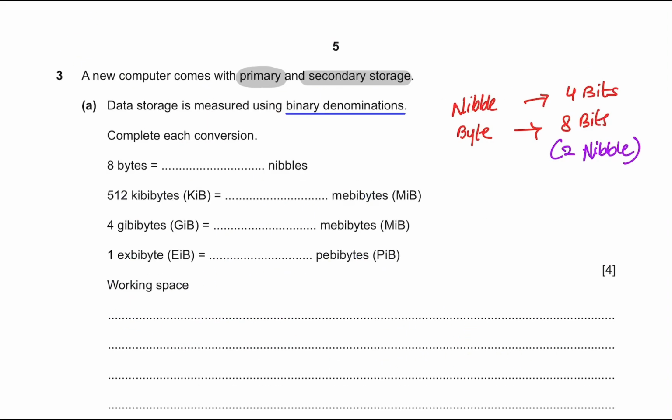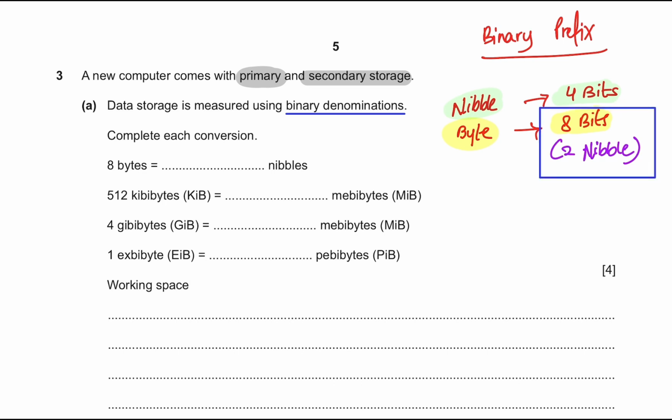A new computer comes with primary and secondary storage. Data is measured using binary denominations. So these all come under binary prefix, the topic in data representation, chapter 1. Things you need to know: 1 nibble is equal to 4 bits, and 1 byte is equal to 8 bits, which means 2 nibbles. You need to learn the methods, the table.